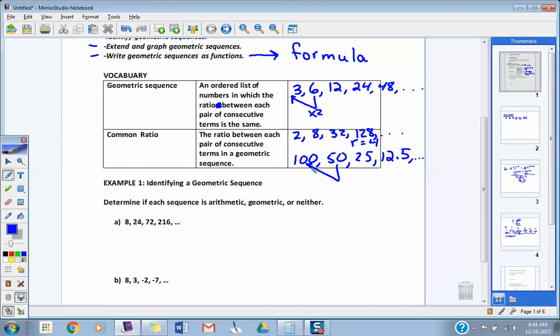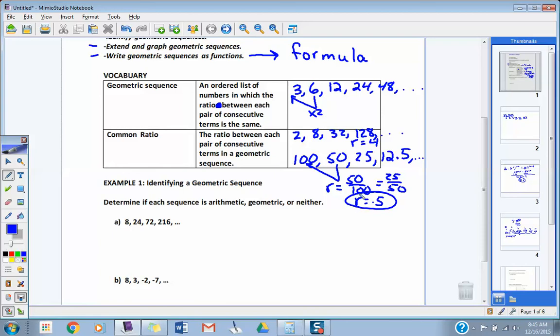Describe to me the pattern right here, guys. What's happening? Yeah, each value gets cut in half, right? So aren't we multiplying the preceding value by 0.5? So what's the common ratio in this, guys? Yep, it would be 50 divided by 100, which is the same as 25 divided by 50. In each case, this is always what ratio? 0.5. Okay, 0.5.